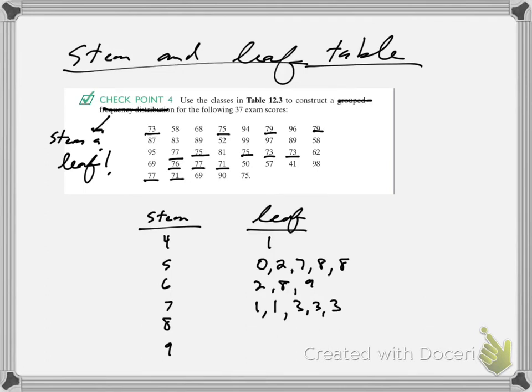'74s, none. '75s, 1, 2, 3 of those. 75. '76s, 1 of those. '77s, 1, 2, 3 of those. I got no 78s, and I got 1, 2 79s. So that'd be a stem and leaf plot. I could do the 8s and 9s as well. So that's how we build a stem and leaf plot.